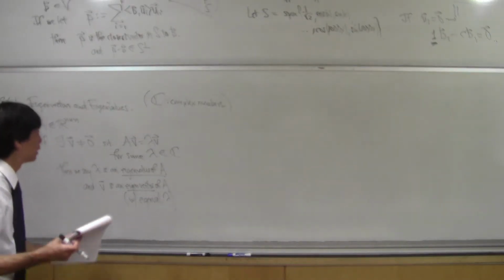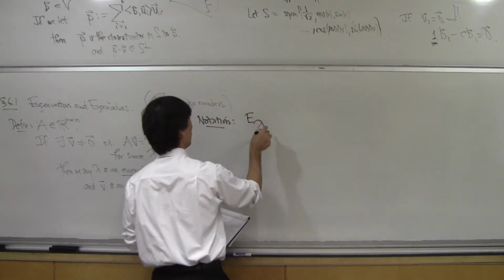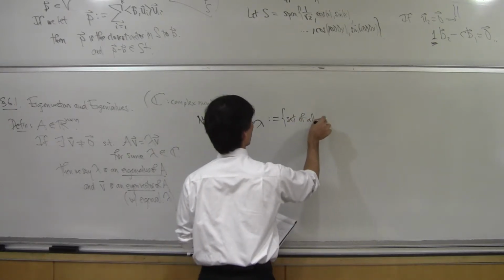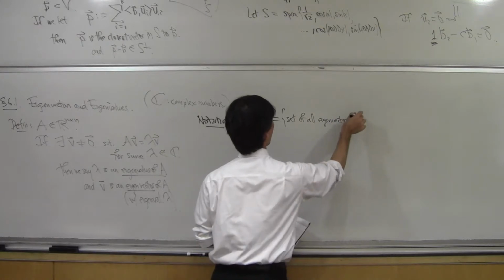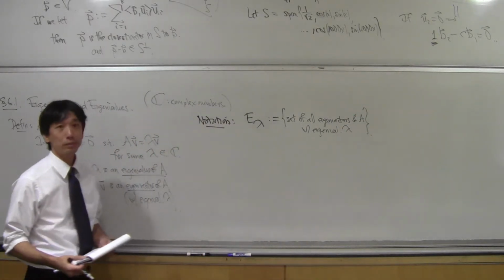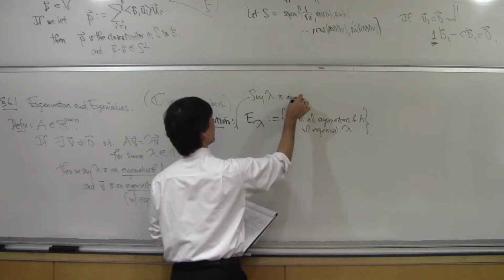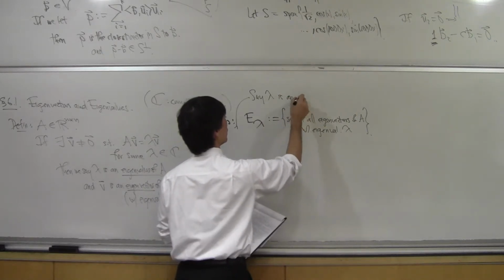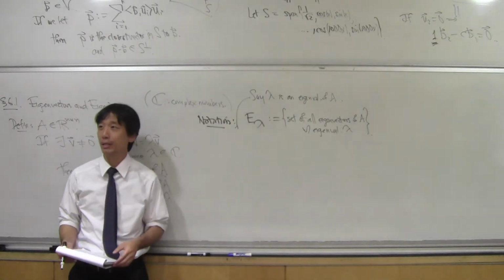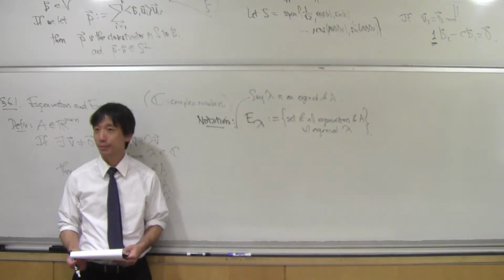Okay. Notation: let E sub lambda denote the set of all eigenvectors of A with eigenvalue lambda. Say that lambda is an eigenvalue of A, then E sub lambda is the collection of all eigenvectors.